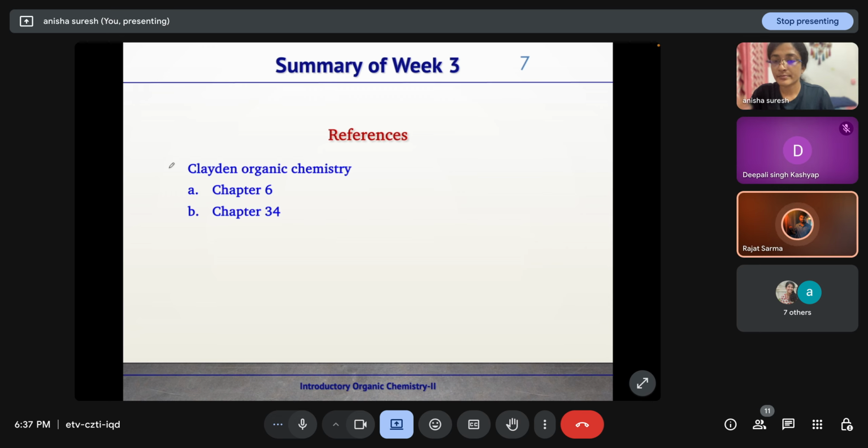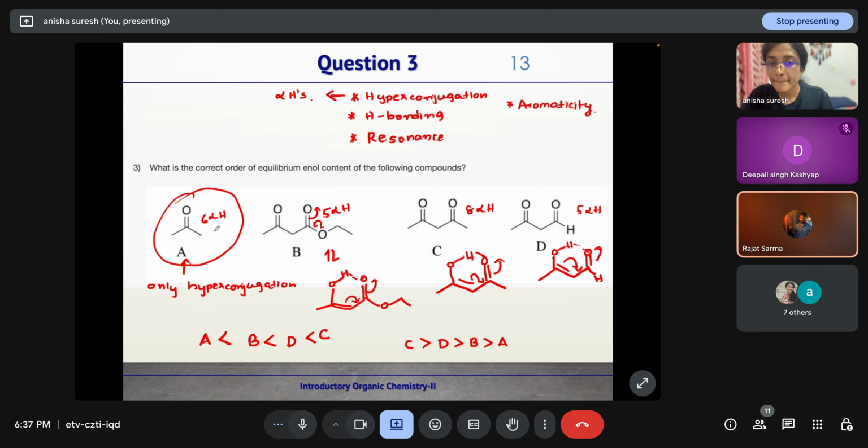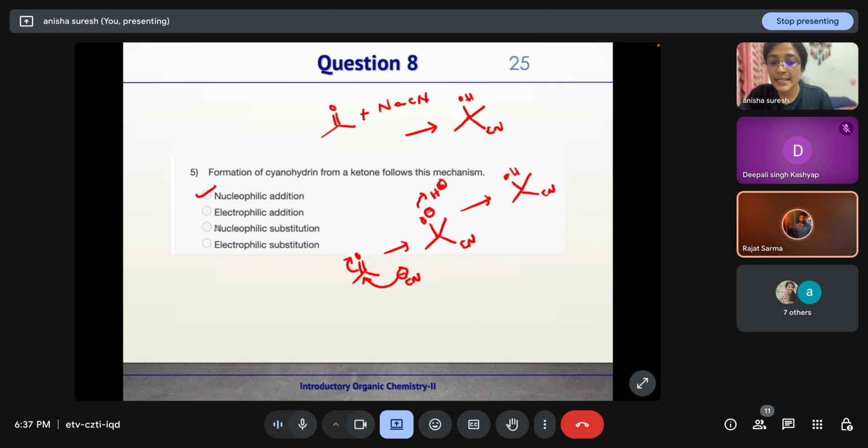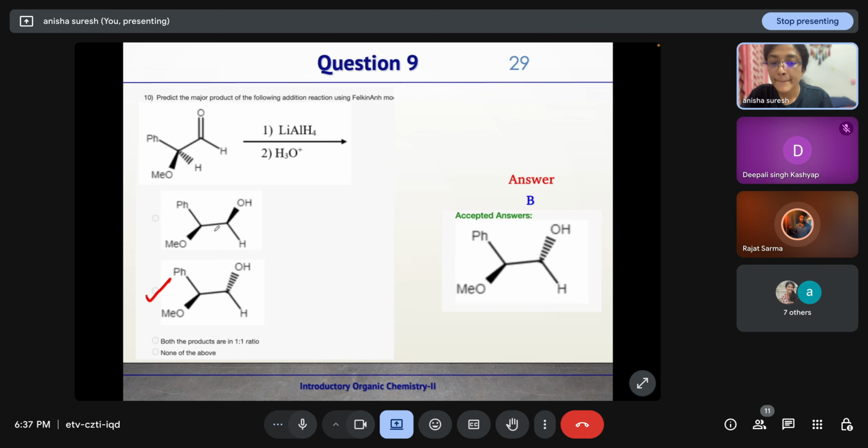Ma'am, one more thing. Could you please explain that stereochemistry you drew? That is the Newman projection. Of which question? The attack of hydride, lithium aluminum hydride, in the presence of the aldehyde group. There is some name for it, right? I'm unable to recall. Felkin-Anh model, yes.